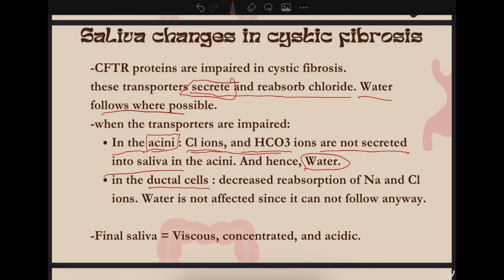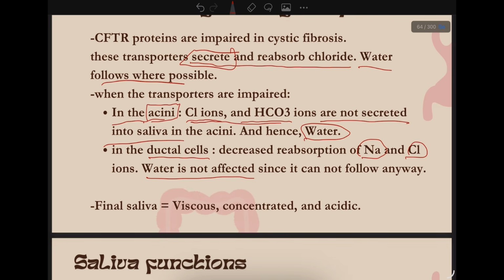In the ductal cells, there will be, of course, decreased reabsorption of chloride, as we said, and hence sodium, because sodium follows chloride. And water will not be affected. Why? Because the ductal cells are impermeable to water. So water cannot follow anyway, so it doesn't care. Final saliva will be viscous because we had less water, concentrated, and acidic because we failed to secrete bicarbonate into the saliva.